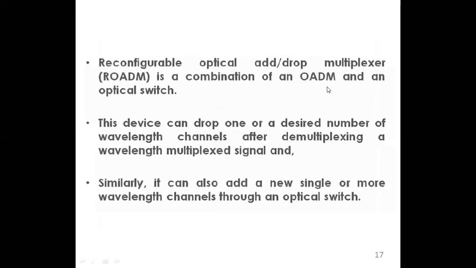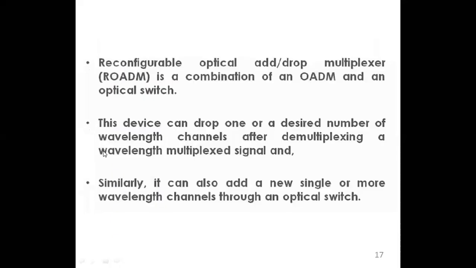Okay, so this is one of the most important devices. It is a combination of an OADM and an optical switch. So it will add and drop the signals, and it will also work as a switch. It will help you to switch an input wavelength into an output wavelength. So it can drop one or a desired number of channels after demultiplexing a wavelength multiplexed signal. It can also add a new signal or more channels through an optical switch.